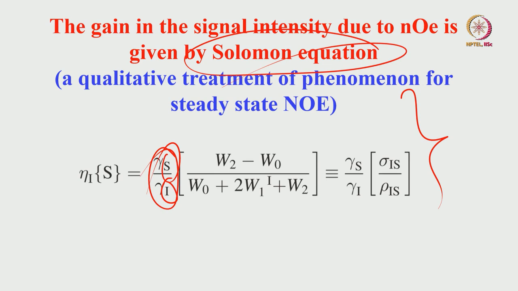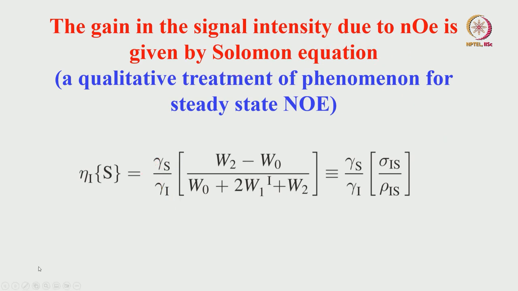I do not want to go into the mathematical description to arrive at everything, but this is the final expression called the Solomon equation. Eta is always the symbol for the gain in the NOE, the NOE factor. The bracket S means I am irradiating that spin. I am irradiating the S spin and I want to see the gain in the intensity of the I spin. That is given by this expression.